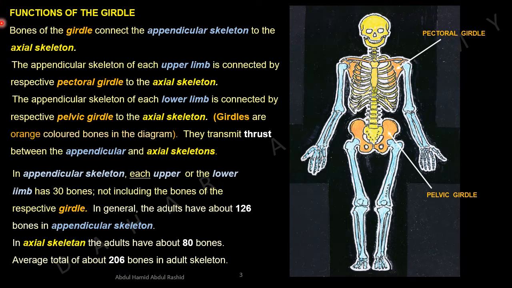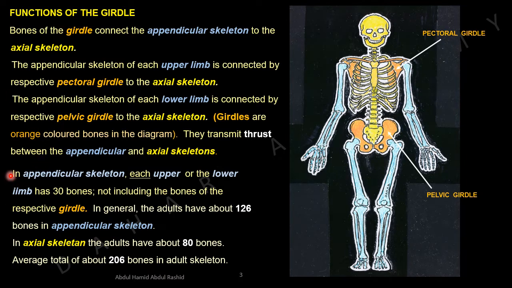Functions of the girdle. Bones of the girdle connect the appendicular skeleton to the axial skeleton. The appendicular skeleton of each upper limb is connected by respective pectoral girdle to the axial skeleton. The appendicular skeleton of each lower limb is connected by respective pelvic girdle to the axial skeleton. The girdles are in light orange color bones in the diagram. They transmit thrust between the appendicular and axial skeletons.